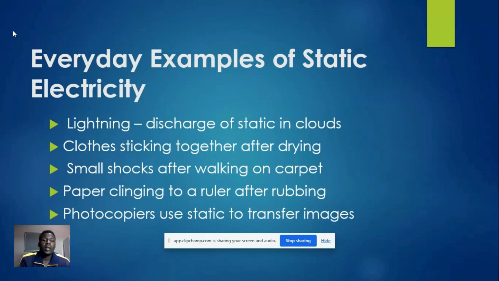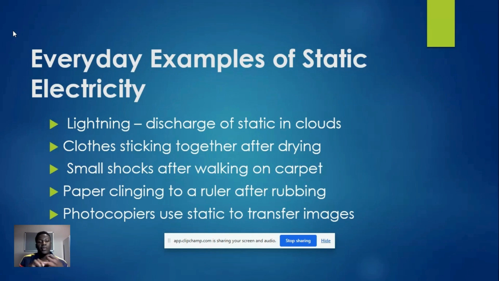Okay. Everyday examples of static electricity. We have lightning. Lightning is a discharge of static in the clouds. Lightning occurs when an imbalance of positive and negative charge builds up in the storm cloud.